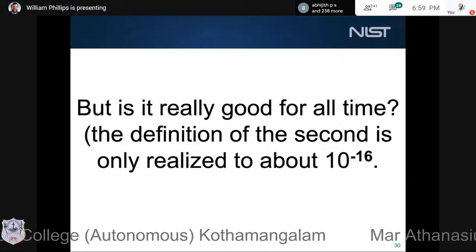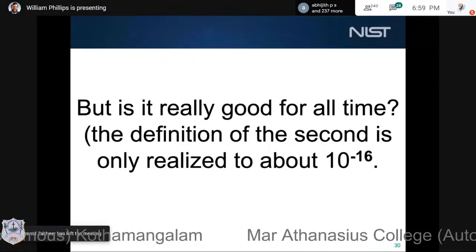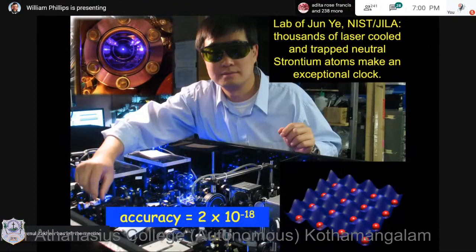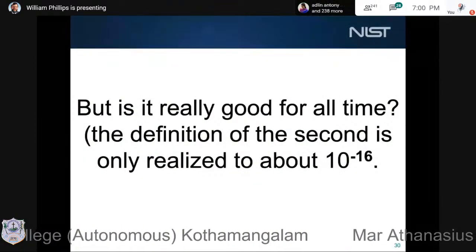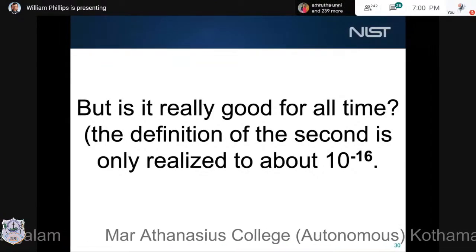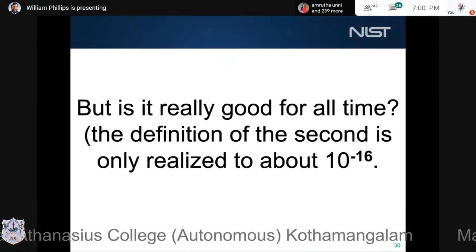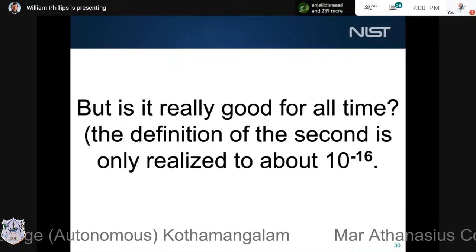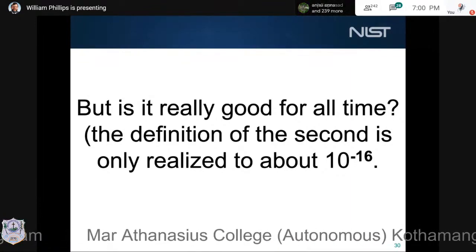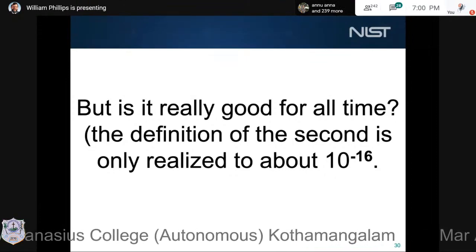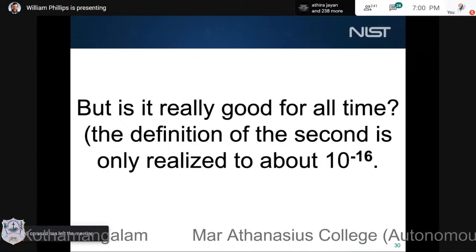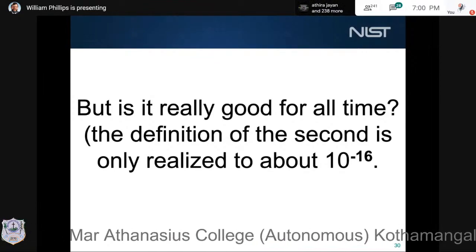It turns out that the definition of the second is probably going to change sometime in the relatively near future. Because today, the definition of the second based on the hyperfine frequency of cesium is only good to a part in 10 to the 16. Now you might say, a part in 10 to the 16, how could you ask for anything better than that? In fact, time is the best measured quantity in all of nature. We can measure it to about a part in 10 to the 16.